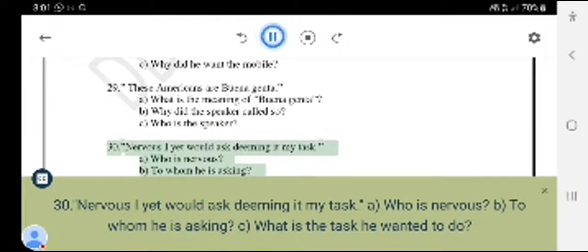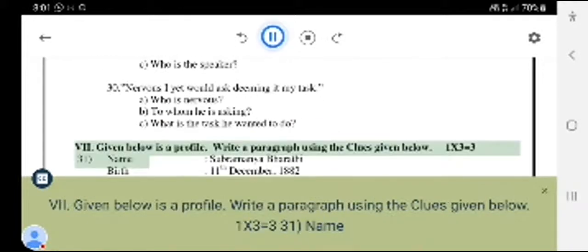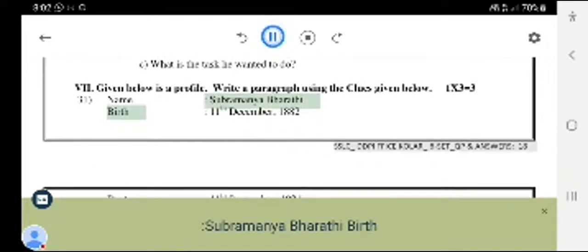30. Nervous I yet would ask deeming it my task. A. Who is nervous? B. To whom is he asking? C. What is the task he wanted to do? 7. Given below is a profile. Write a paragraph using the clues given below. 1x3 equals 3. 31. Name. Subramanya Bharati.